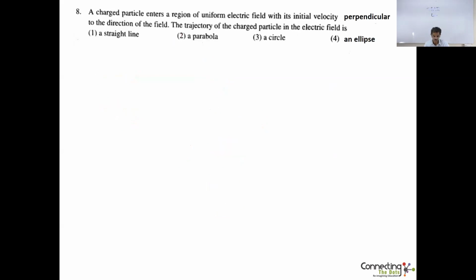Next question is, a charge enters a region of uniform electric field with its initial velocity perpendicular to the direction of the field. The trajectory of the charged particle in this electric field is. Now, let us draw this situation. Let us say that there is an electric field, uniform electric field, remember? And this is E.